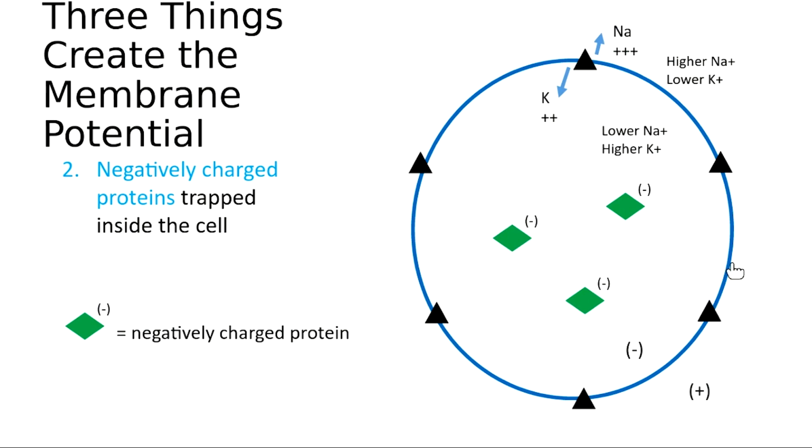These proteins are large, and because they're large, they are not able to cross the cell membrane to exit the cell. And so all of these negatively charged proteins that the cell is producing stay inside the cell. They have nowhere else to go. So they also contribute to the situation that we've got whereby the inside of the cell is negative and the outside of the cell is positive.